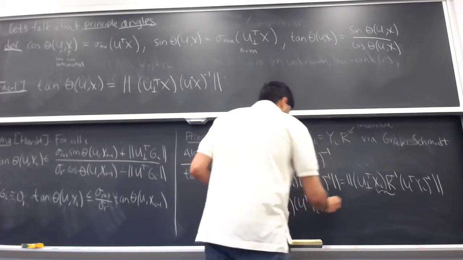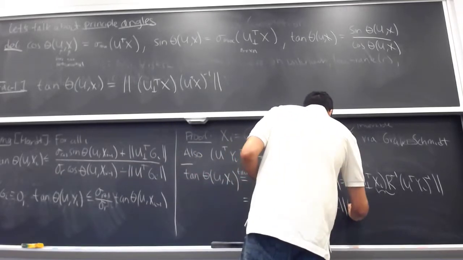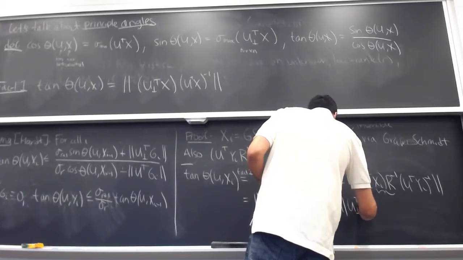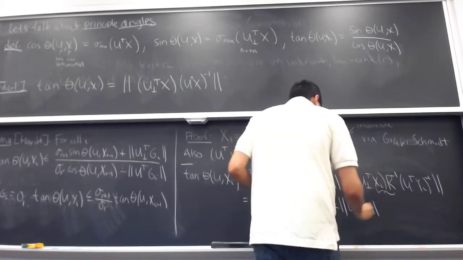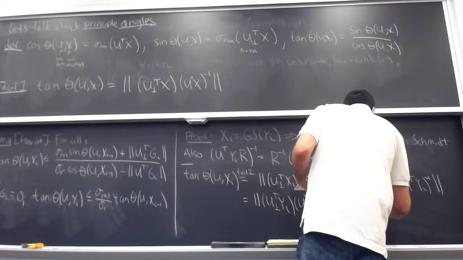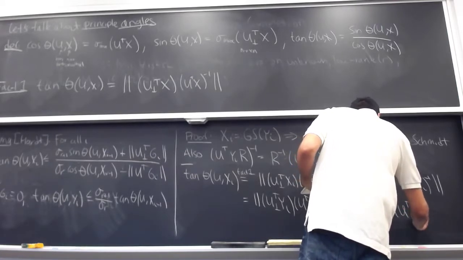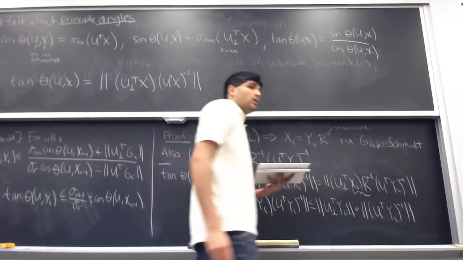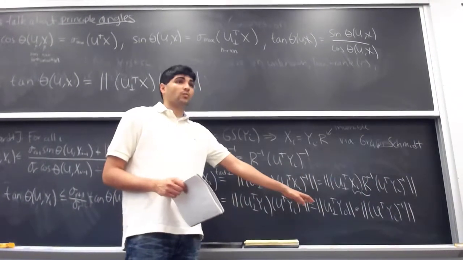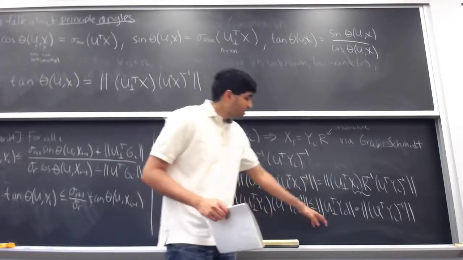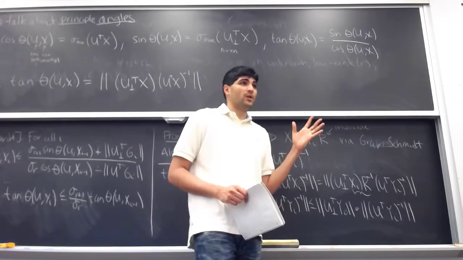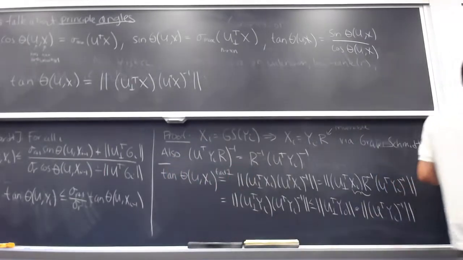And all we're going to do is upper bound it based on the product of the two operator norms. And now we just want to bound term one and term two. One of these terms we're going to get the numerator, one we're going to get the denominator. Very simple. So let's do that.